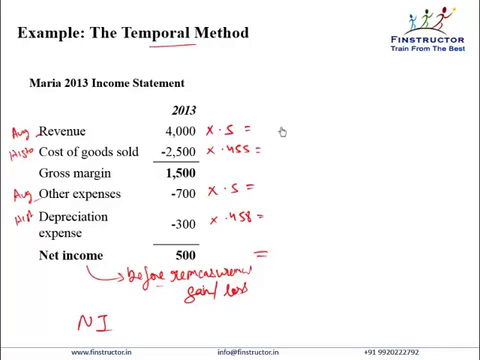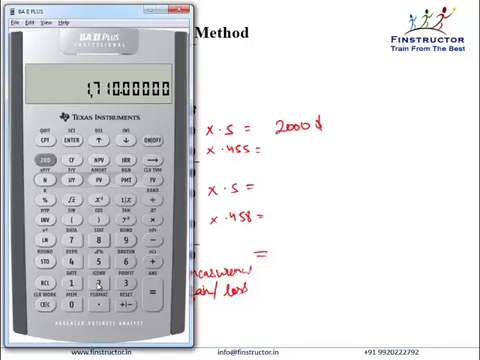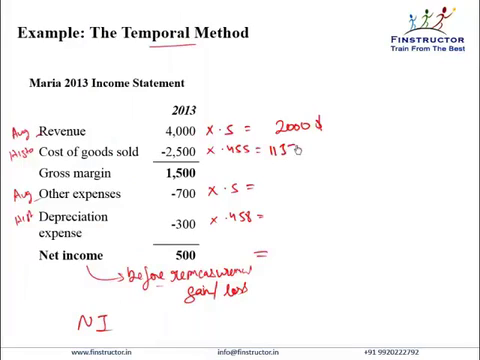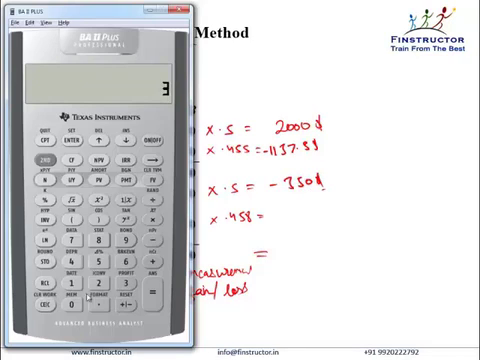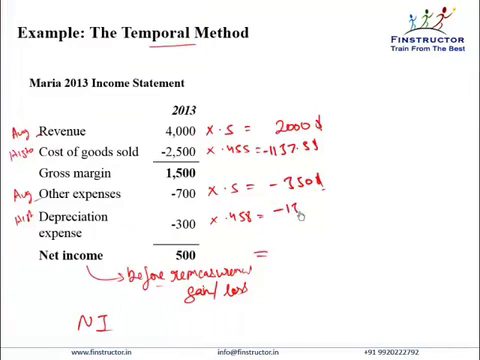Let's try to calculate. The revenue will be $2,000. The cost of goods sold would be 2,500 into 0.455. That is $1,137.5. The other expenses would be minus $350, and the depreciation expense would be 300 into 0.458. That is minus $137.4.